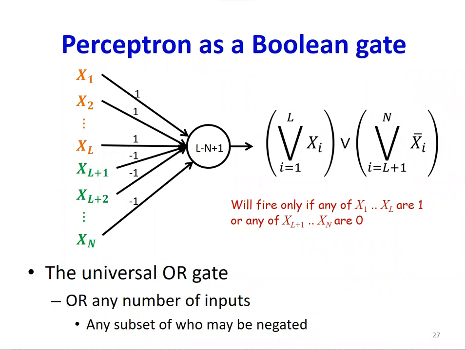This perceptron will fire only if at least one of the first L bits is 1 or at least one of the remaining bits is 0. Now, to see how this is, let's look at the condition where this condition is not satisfied. When this condition is not satisfied, the first L bits are all 0, right? That means none of them are 1. And the remaining bits are all 1, which means none of them are 0. In that situation, what is the weighted sum coming in over here? Anyone?